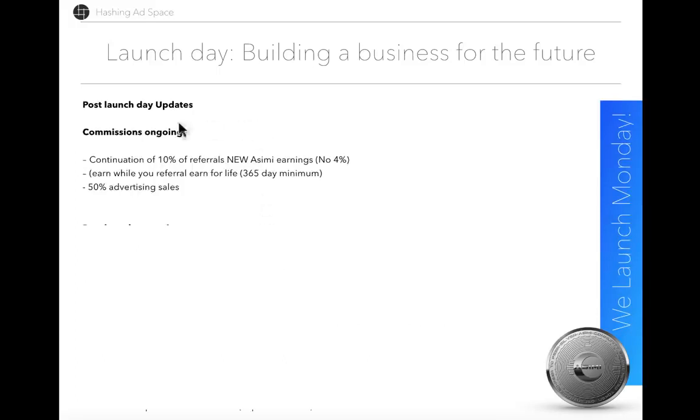So let's move on to the commissions. We have made a small commission change. After consulting with many leaders and advisors, we've decided to continue the 10% of referrals' new Asimi earnings. This is what you can already see in your back office right down the bottom with the pre-launch commissions. What that is doing is it's calculating 10% of your referrals' minting earnings, okay, based on their new Asimi.